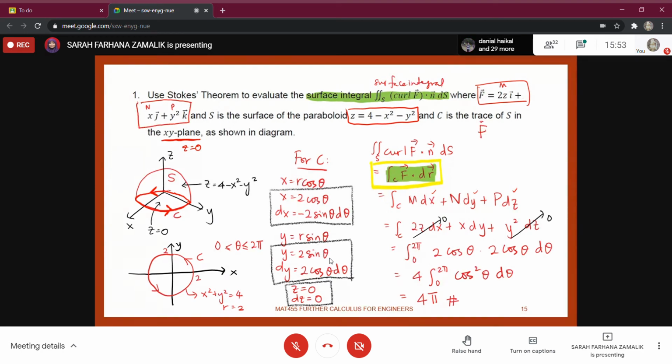F equals 2z i plus x for j vector plus y square for k vector. Yes, this is your vector field. Put it into this line integral because this is a line integral. Because there is dx, dy, dz, that's why z is also here. So x is done, y is done, z is also there. Once again, z equals 0 because it is given that this is on the xy plane.